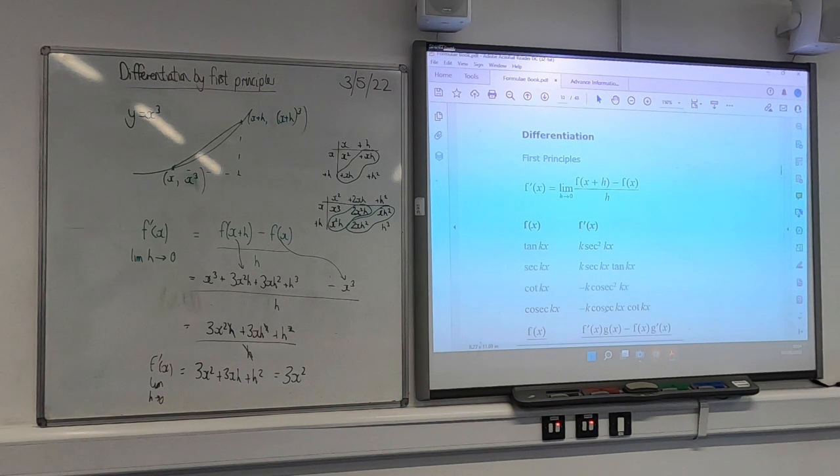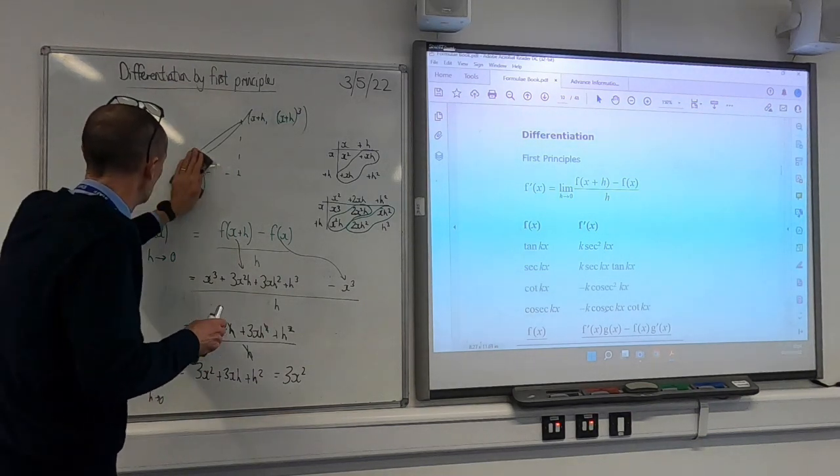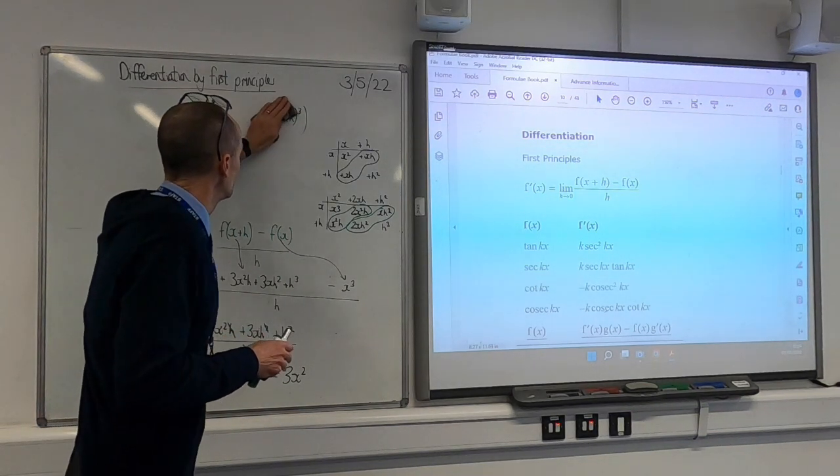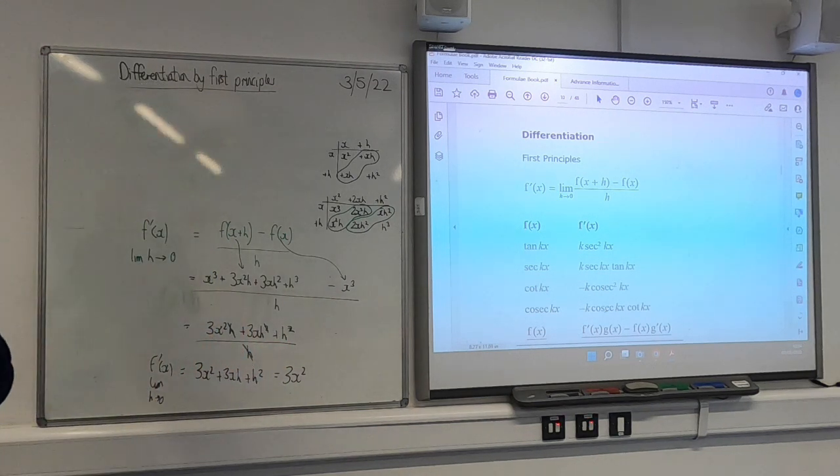However, sine and cos are on the syllabus as proofs that we need to understand. So let's look at how we can prove by first principles what we already know about differentiating sine and cos. We know that when you differentiate sine you get cos, and when you differentiate cos you get minus sine. So let's start with sine.